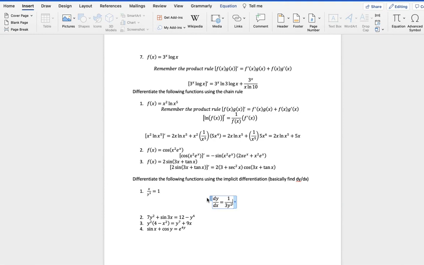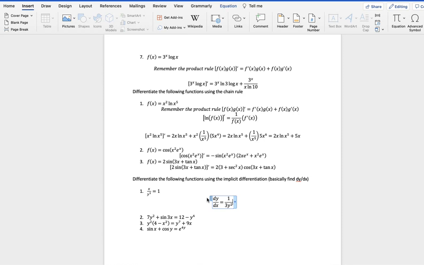Remember, we are using implicit differentiation here. Yes, same as like we used quotient rule. No, not the same as when we use quotient rule. It's not the same thing.